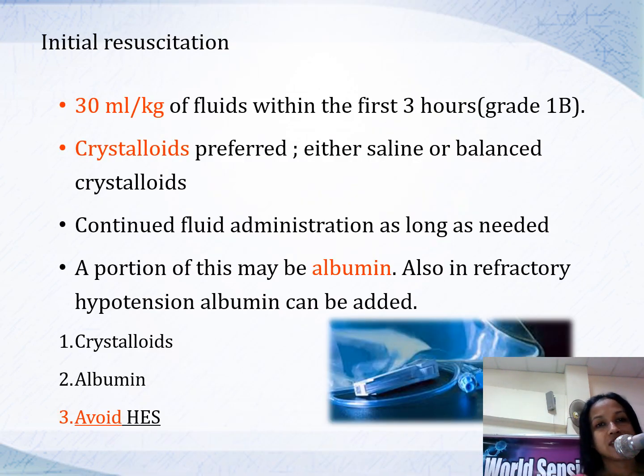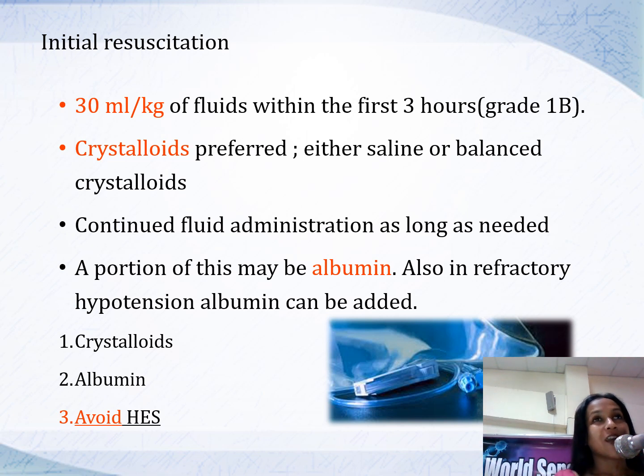So initial resuscitation: how much to give, what to give. The Surviving Sepsis Campaign recommends a 30 ml per kg bolus to be given within 3 hours, grade 1B recommendation. And for this 30 ml per kg, a crystalloid is preferred. Which crystalloid? An isotonic crystalloid. What we have is Hartmann's and in some places Plasma-Lyte, because their tonicity matches our body's tonicity and it won't cause metabolic acidosis later on. But if that's not available, 0.9% sodium chloride.